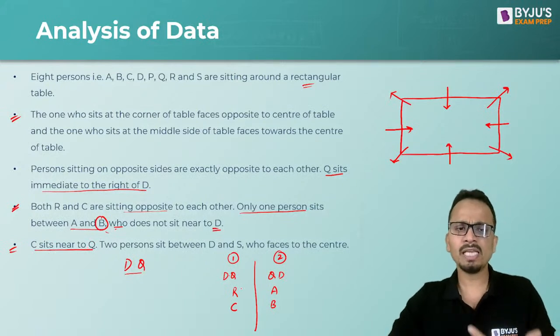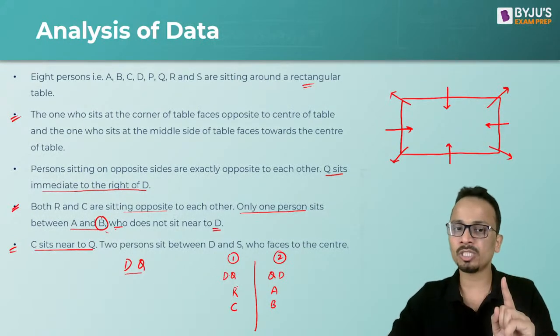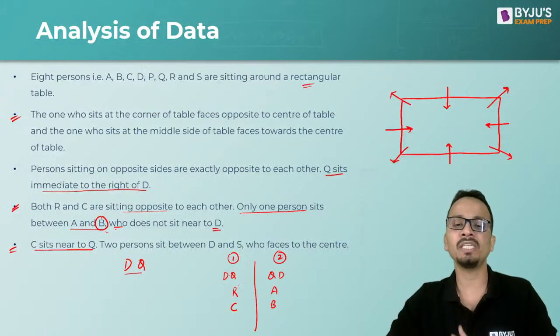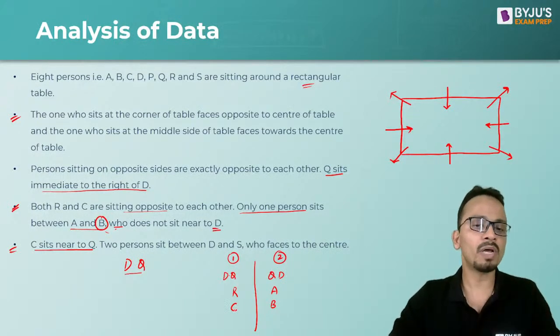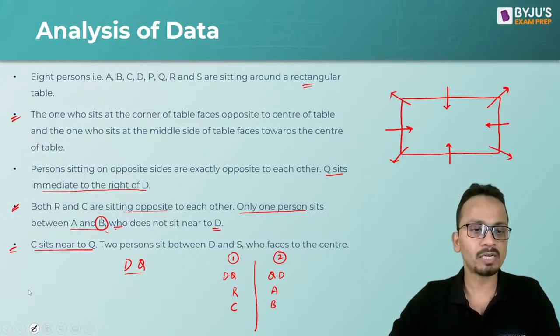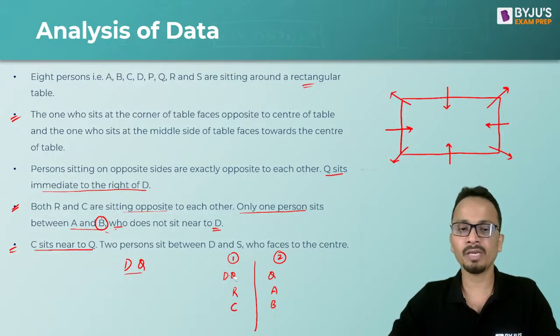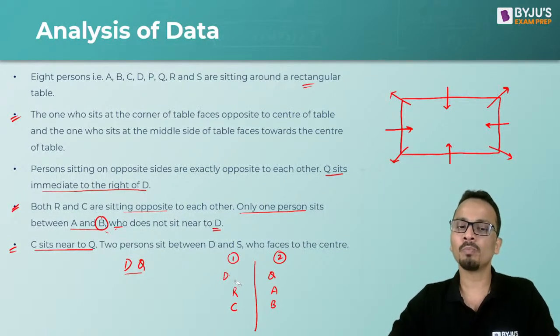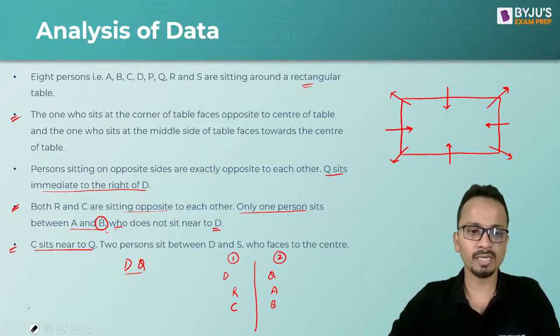Okay, so C and Q must be facing opposite directions, so that means they must be in different groups. अगर C group number 1 में है, so Q should be in group number 2. So let's make this thing clear. So Q will be in group number 2. I'll remove D from here, and D will be in group number 1. Okay, fine.